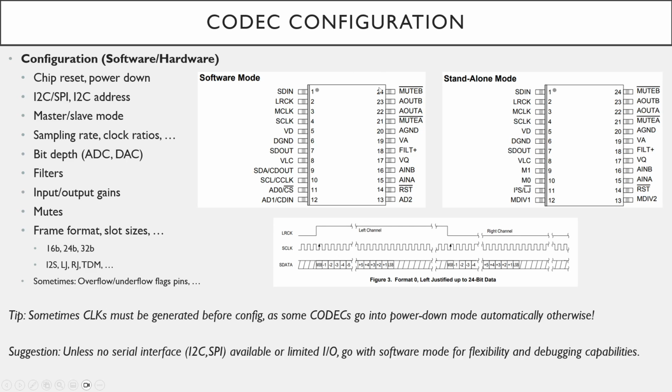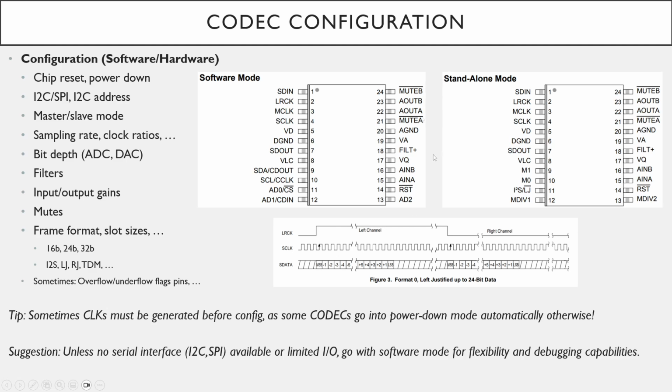An alternative method, and one I much prefer, is software mode configuration. So now, for the same device, for example, pins 9 and 10 can be used as an I2C interface. And for example, pins 11, 12, and 13 can be used to determine the address of this I2C slave. And this is the mode I typically prefer, and this is the mode we'll be using in this video to configure the device.